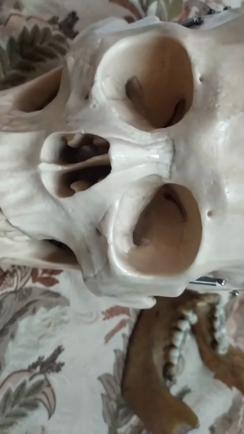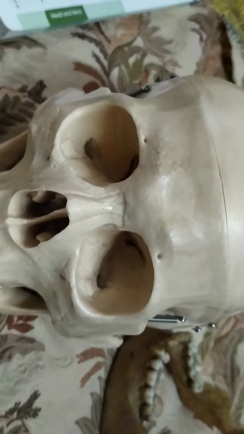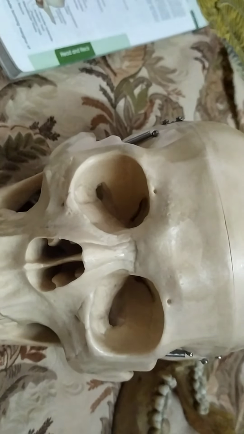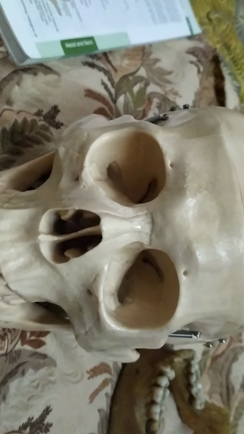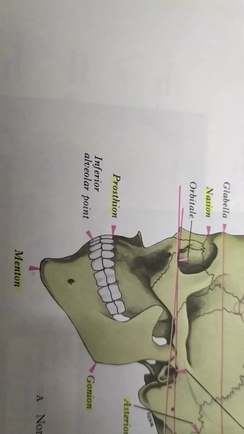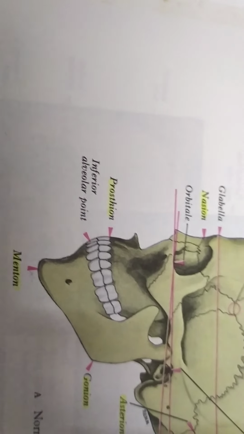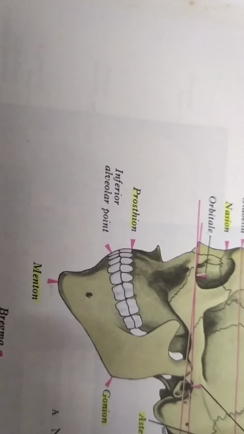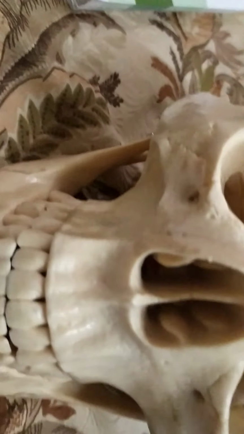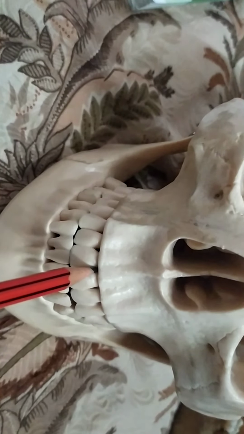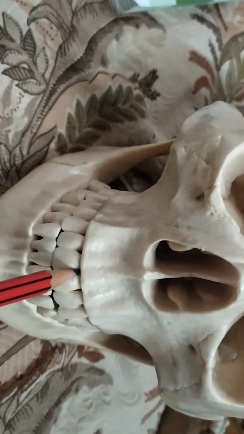Now the next point which we have is basically PROSTHION. Now see, this point which you can clearly see is basically PROSTHION. PROSTHION is also called the alveolar point, and it is a point on the alveolar arch midway between the median maxillary incisors. Now this is the maxilla, and exactly over here, midway between the two maxillary central incisors, you have a point called PROSTHION or the alveolar point.